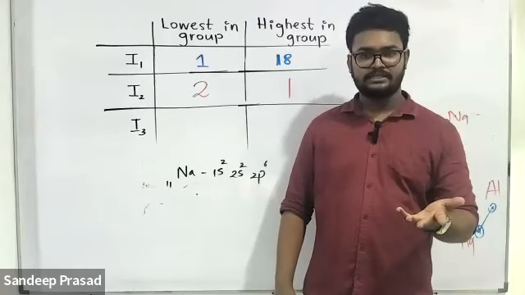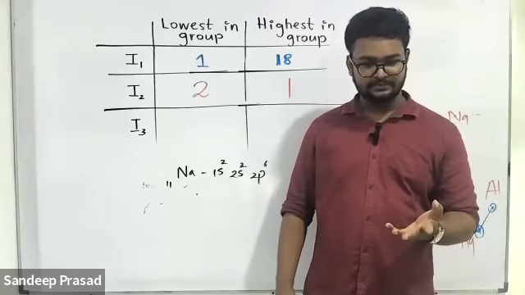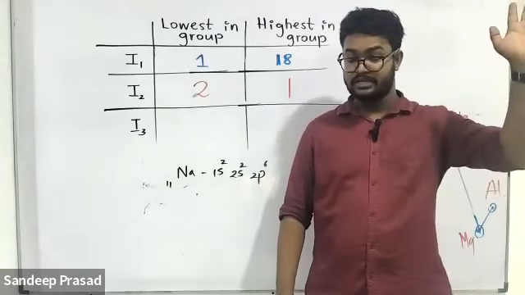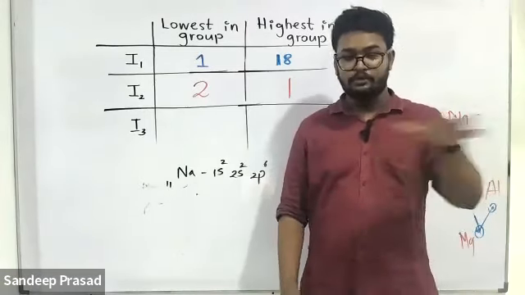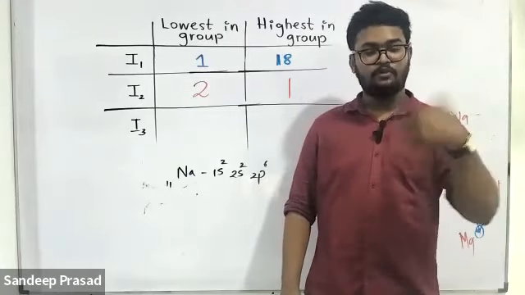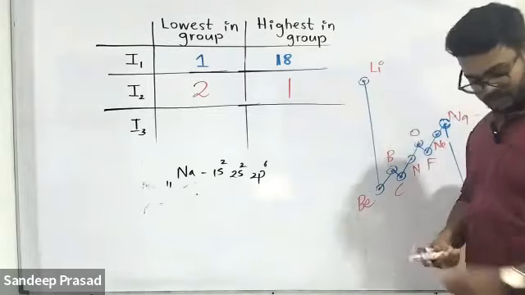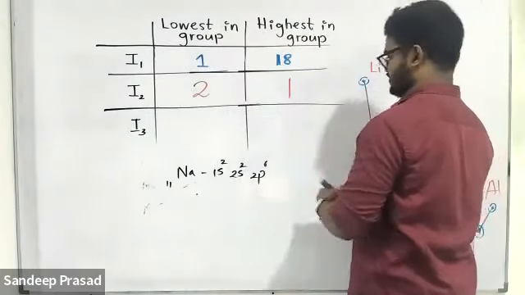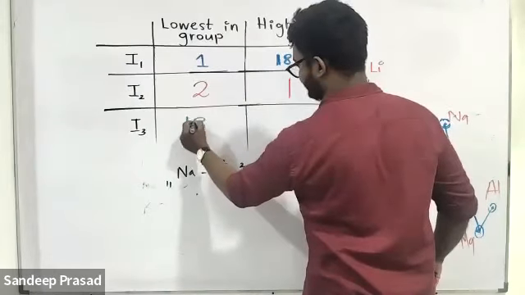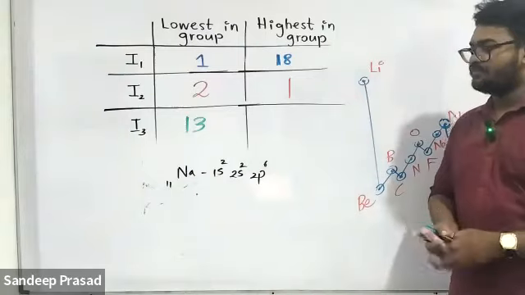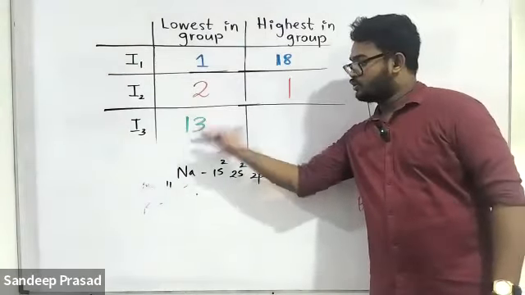Be mature, right? Group number 13, not group number 3. Group number 3 belongs to the d block. We are talking about the short periods, second and third, so therefore group number 13. So the lowest third ionization energy belongs to the group number 13.